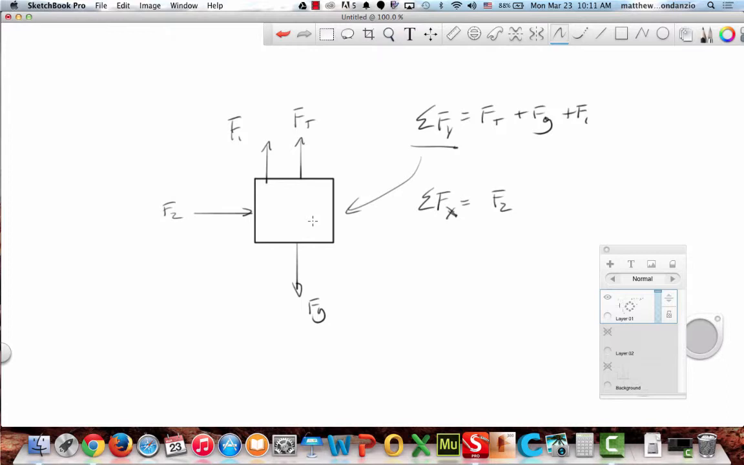Gotta split them up. Keaton, you with me? Keaton, I'm over here, not outside. Okay. All right. Cool. Make sense?